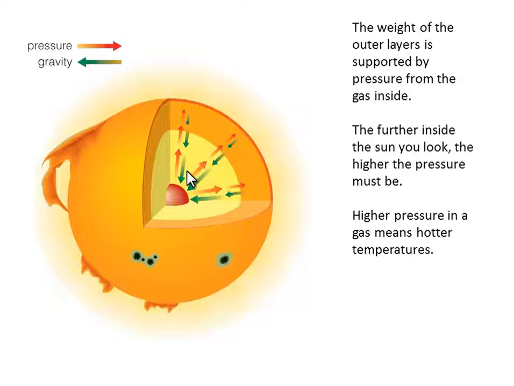So this explains why the sun is hotter in the center. It's not just because there's fusion going on. The sun is hotter in the center because the pressure squeezes the gas, which gets it up to the high temperature that permits fusion to occur.